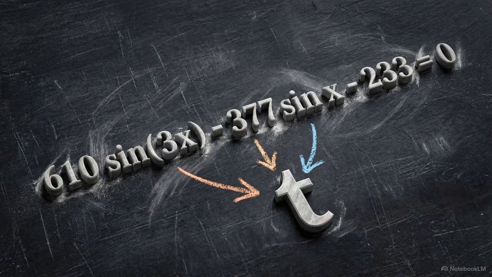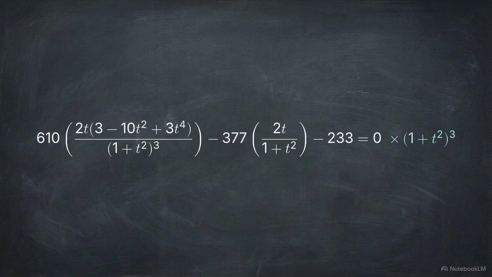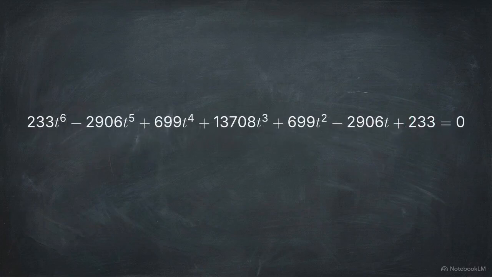We then take these new t values and substitute them back into the n equals 15 Fibonacci phase equation. To clear the rational denominators, we multiply the entire structure by the term (1 plus t squared) cubed. The equation organizes itself into the palindromic sextic.